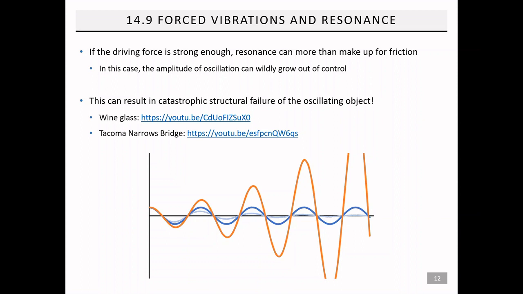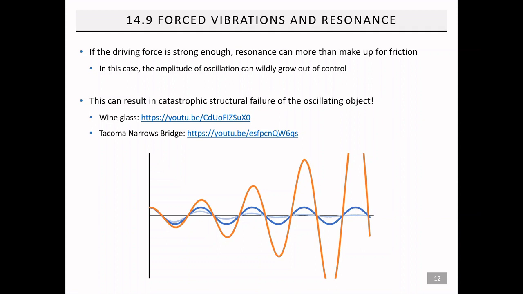Now, when you push a child on a swing, you push them so that they go the same height with every swing, or maybe you try to make them go just a little bit higher, but you never go too much higher. So at the bottom, you have the dotted line that represents the child, and then the blue line represents you pushing the child. And so then they go to the same height every time. So in the case of the child, you're basically canceling out friction with your driving force. However, if the driving force is strong enough, it can actually more than make up for that friction, or more than cancel out that friction.